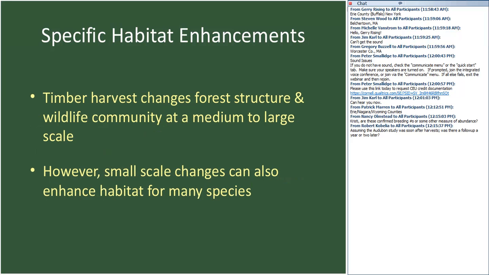Okay, now moving on to some specific habitat enhancements that you can make or encourage. Timber harvest can change the forest structure and the wildlife community at a medium to large scale, but even small scale changes can help to enhance habitat for many species. No matter whether you have a clear cut or a mature forest, there are a lot of small things that you can do to make the habitat better for the species that are inhabiting your property.